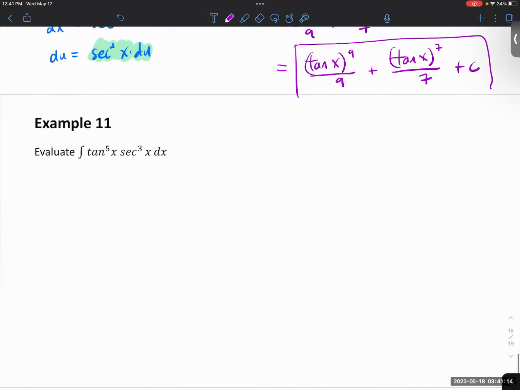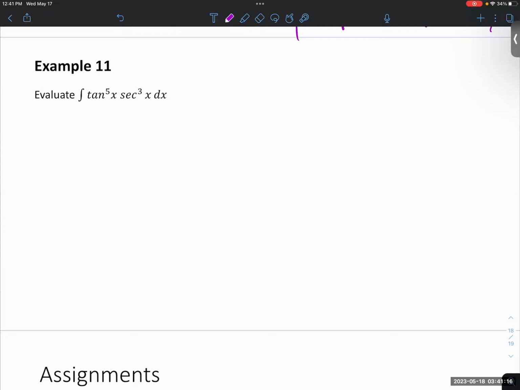Here we go. I'm pretty sure you can try this. So with 5 and 3, you can break this into the even number. There are so many ways. I'm going to break this: tangent 4 times, oh, there's x, secant 3. Because the 5 can be 4 plus 1, and then secant 3 is secant 2 plus 1.